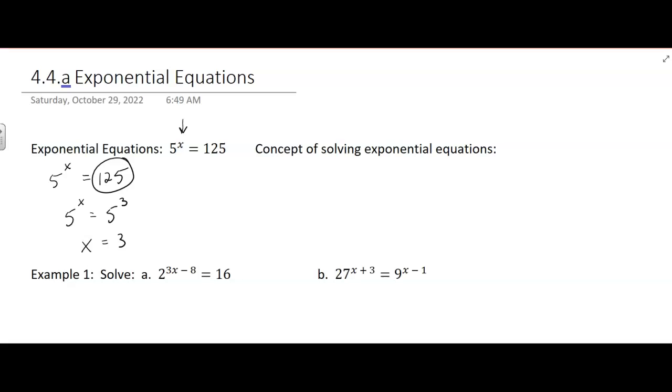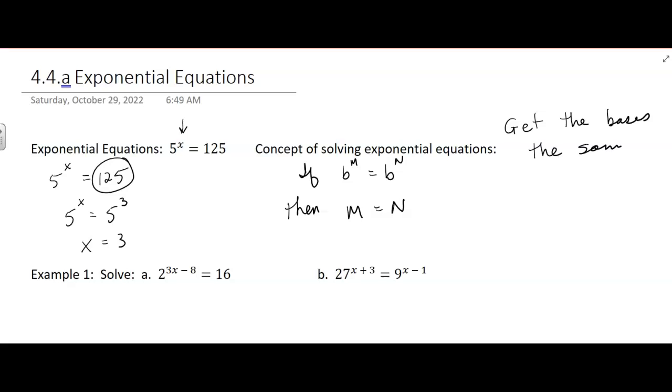Okay, so here's the concept. If you have a base to some exponent equals the same base to another exponent, then the two exponents have to be equal. So what we're doing is we're trying to get the bases the same. I'm going to match those bases. Now, you can't always do that, and so we have other methods for when you can't.